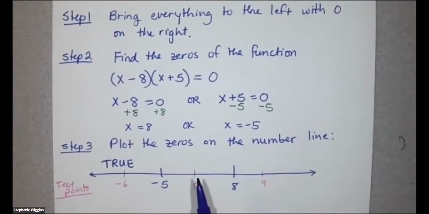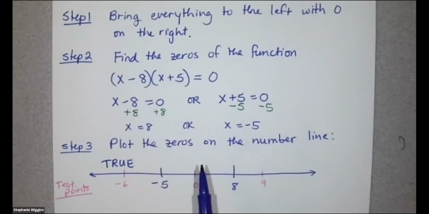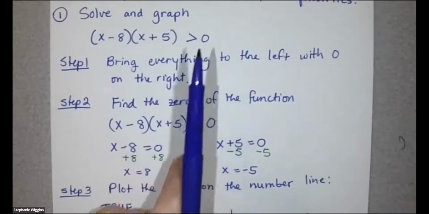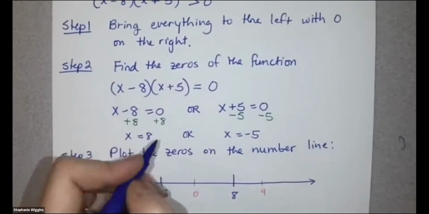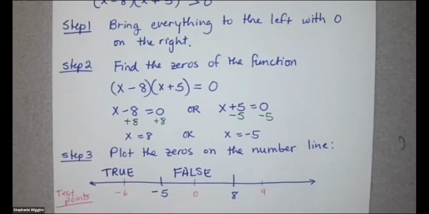Now, if I plug in 0 here, I get -8. So plugging in here, we have a 0, and then we have a negative number times a positive. That's negative. And the question is, is a negative number greater than 0? No, that's false. So this region is going to produce a false statement.